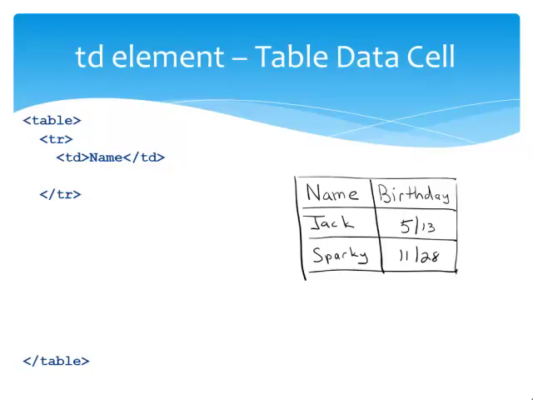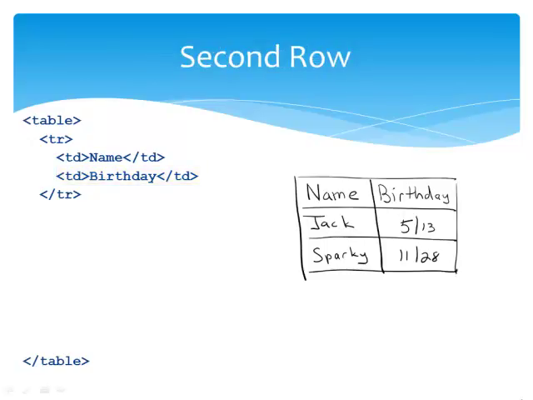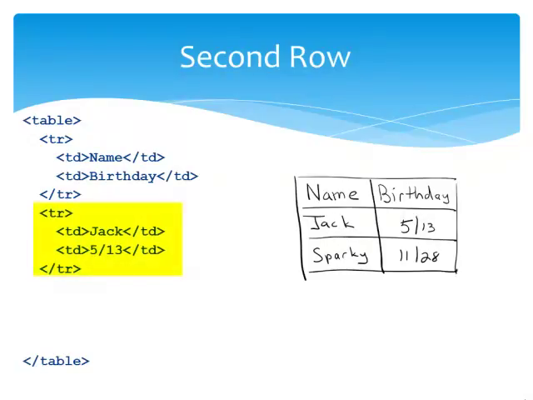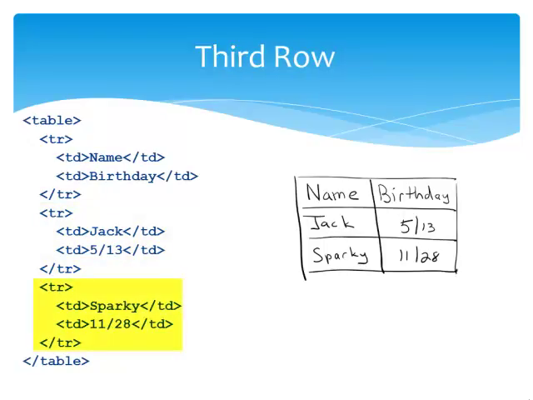Now let's code the second cell in the first row. Code opening and closing TD tags surrounding the word birthday. Next, code the second row of the table. Begin the row with an opening TR tag. Then code a TD element containing the information in each cell. Finally, code a closing TR tag. Code the third row of the table in a similar manner.